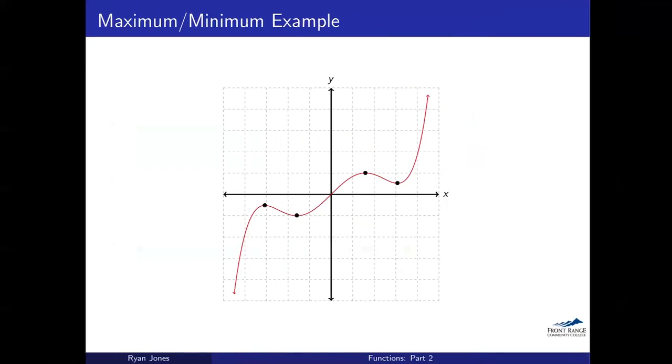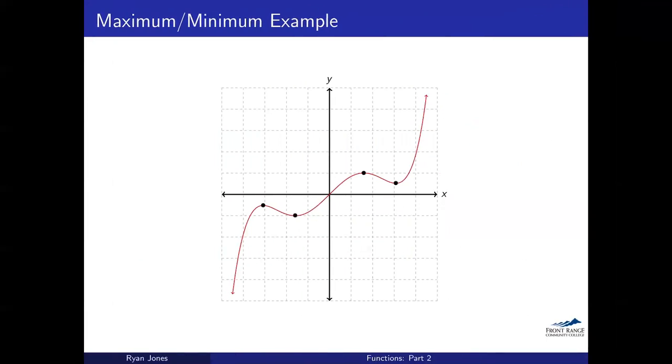So let's look at this example here. If I have a function that looks like this, we can very clearly see that the absolute maximum and the absolute minimum aren't going to exist. This function just keeps going up to infinity and it also keeps going down to negative infinity. So there is no absolute maximum or minimum.